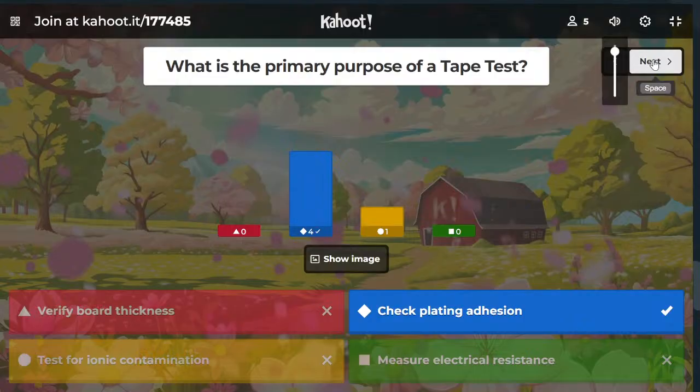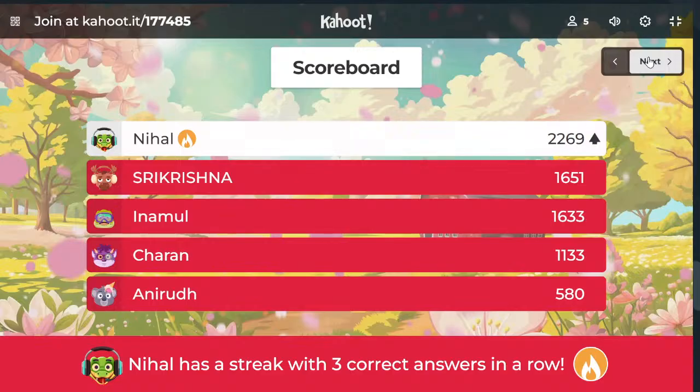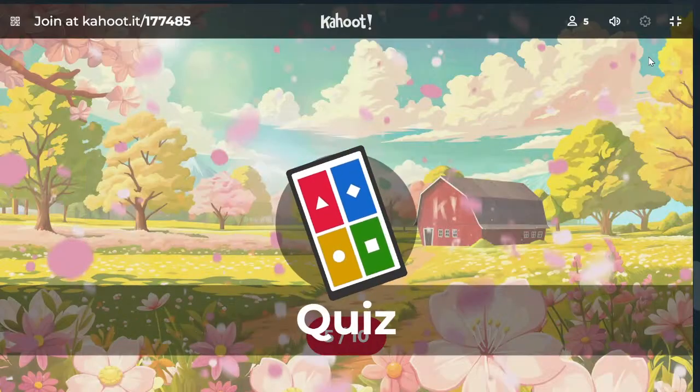Not contamination. ROS test is also called the cleanliness test. What you answered is the cleanliness test. We need to check the ionic contamination, so we need to perform the cleanliness test, which is nothing but the ROS test. The main objective of the tape test is to check the plating adhesion. Nihal on the top.